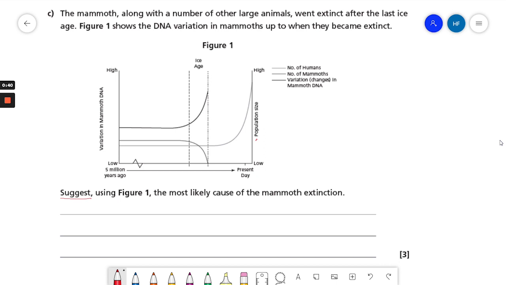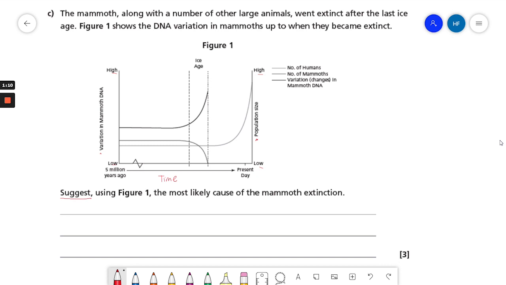And I can see on the x-axis down here we have time. And so we can see all the way from 5 million years ago up to present day. The y-axis on this graph, actually there's two, so we've got variation in mammoth DNA over here and then population size over here. So you've got high at the top and then obviously low at the bottom of those axes.